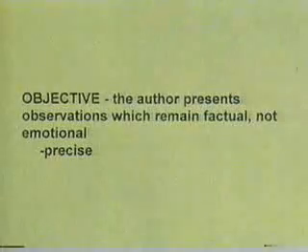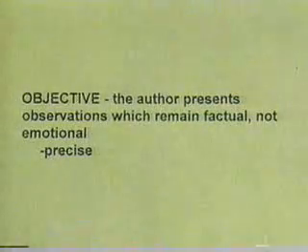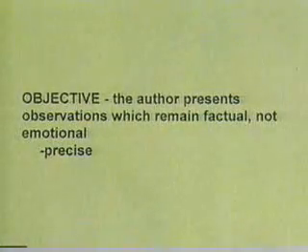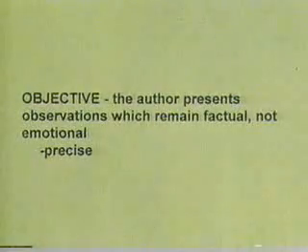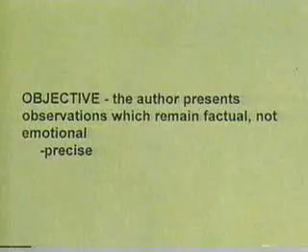An objective description presents observations which remain factual, not emotional. A report is a typical example of this kind of description. The subjective is much more sensory. The objective is much more precise. No matter which style is used, a descriptive piece needs to create a vivid picture for the reader.